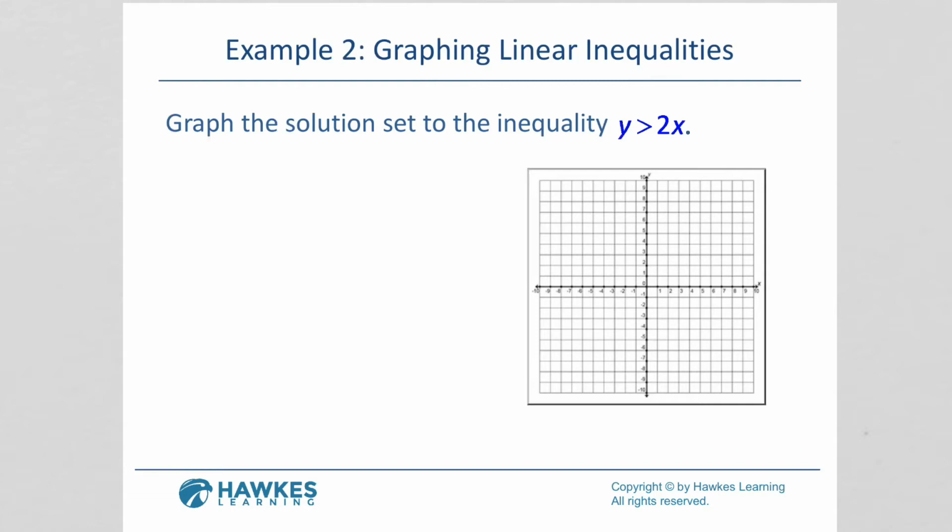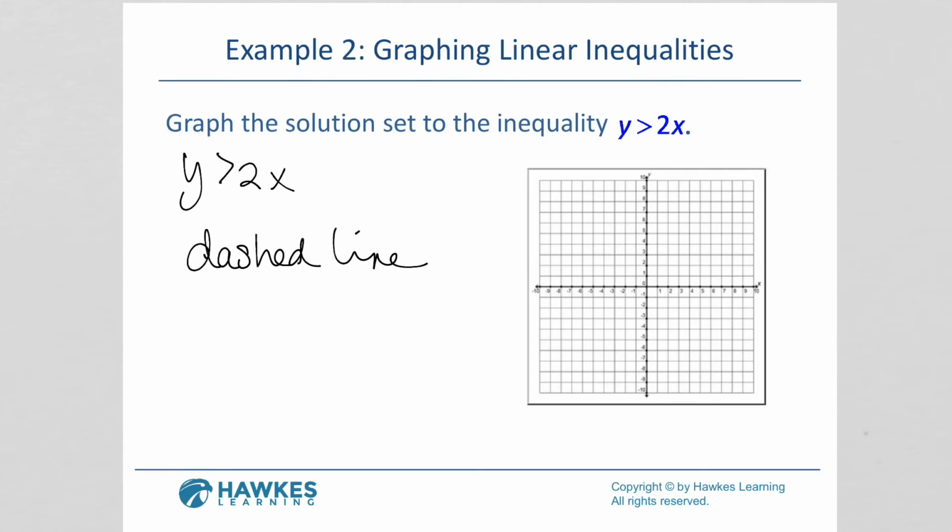This next inequality, graph the solution set to the inequality y is greater than 2x. So once again, your very first step is to determine whether you have a solid or a dashed line. Since it's greater than, I'm going to have a dashed line. Now this problem is solved for y.